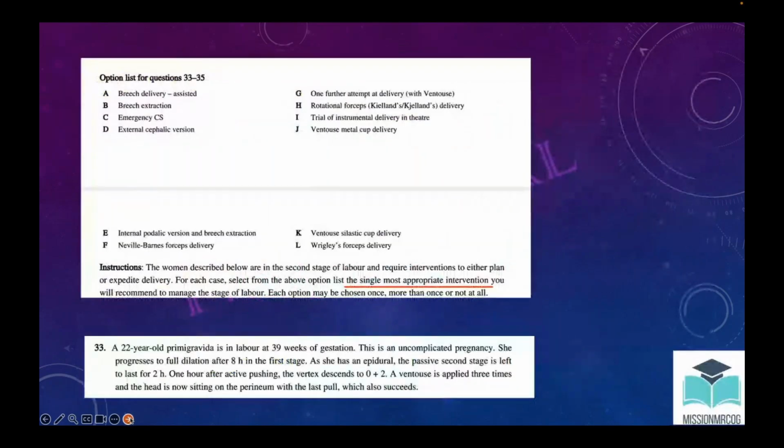Okay, single most appropriate option. 22-year-old patient with 39 weeks of gestation, uncomplicated pregnancy. She progresses to full dilatation after 8 hours. She has epidural, second passive stage for 2 hours. After that, she has pushed for 1 hour. Vertex descent to +2. Ventouse has already been applied 3 times. Head at perineum. So what to do next?